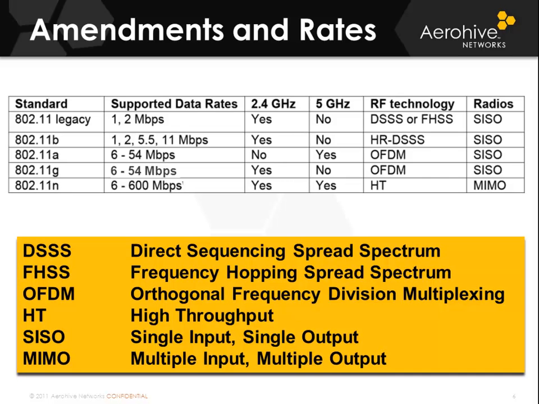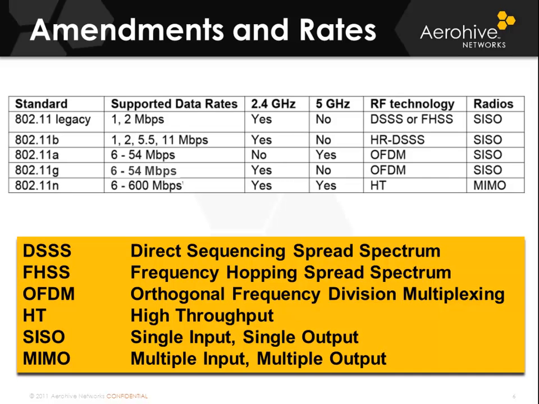The amendments and data rates. 802.11, the original or legacy standard, supported data rates of 1 and 2 megabits within the 2.4 gigahertz spectrum. It used direct sequence spread spectrum or frequency hopping spread spectrum and single input, single output, or SISO, radios.